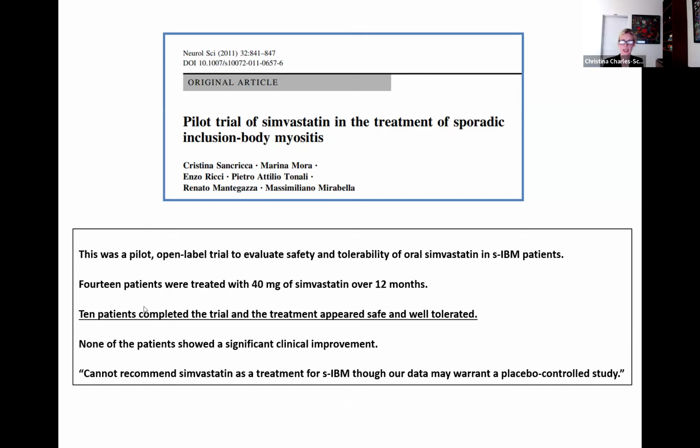And the punchline is, I think what everybody's worried about is that the treatment appeared safe and well tolerated. None of them got better. So their conclusion was that they cannot recommend simvastatin as a treatment for IBM, which is, again, against the grain. Most of us are thinking, is it safe? Is it causing IBM? No, they actually had data with these studies I showed you that it could help the IBM. So they wanted to do a further larger study. I haven't seen that yet.